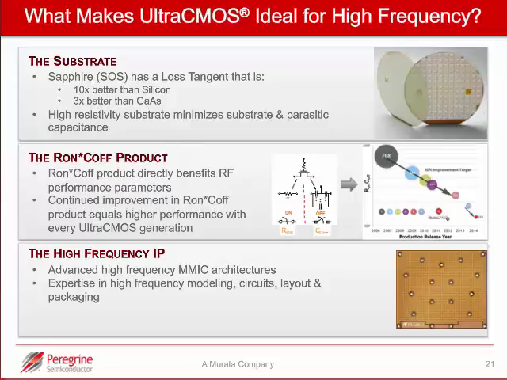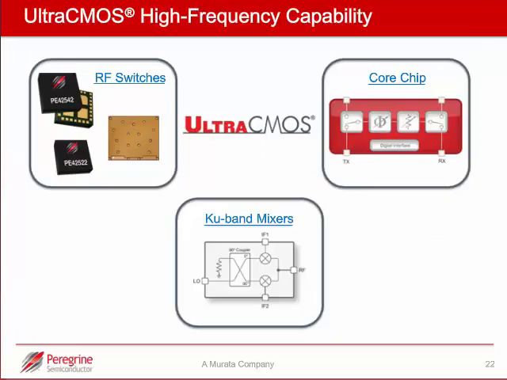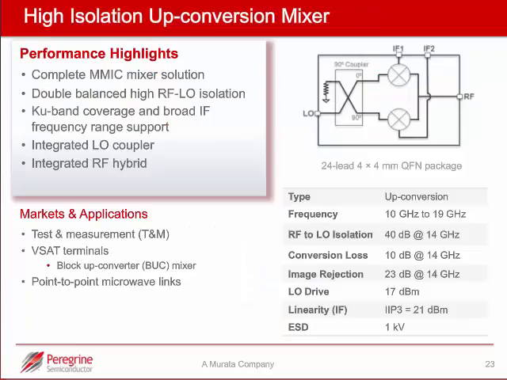So I'd like to look at three different examples today, two of which we'll look at in detail. And the first one that we'll look at is a pair of Ku band mixers. I'm going to show these primarily for frequency coverage. So what we have is an up converter. This is a 10 to 19 gigahertz mixer.